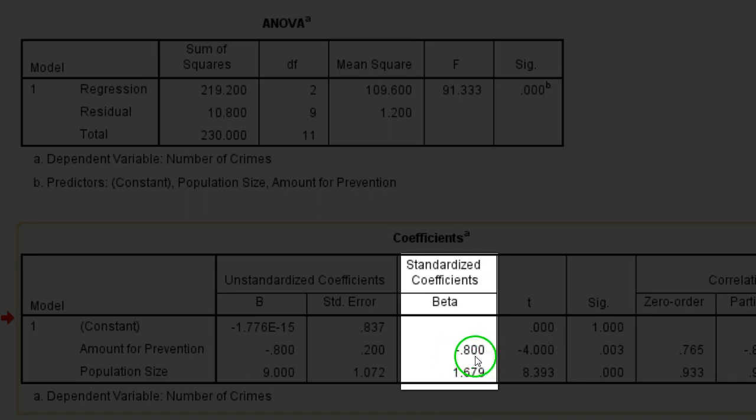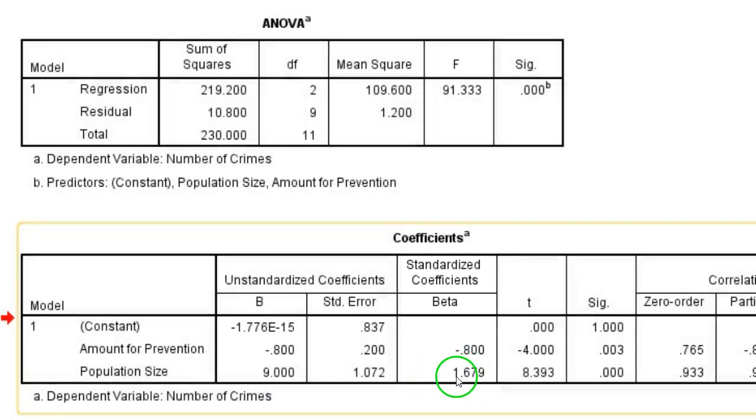So we get a 0.8 for amount for prevention, and we also see population size, and that beta is about double the value for the amount for prevention. So if we were trying to figure out which is the stronger predictor, we'd have to go with the population size because of the standardized beta weight. It's about twice the absolute value of the amount for prevention.